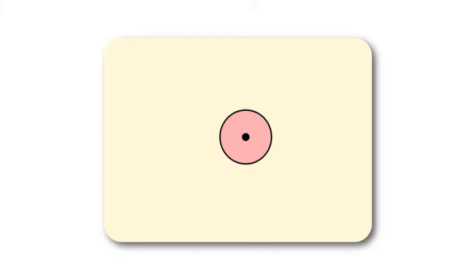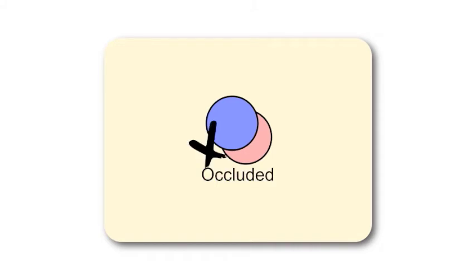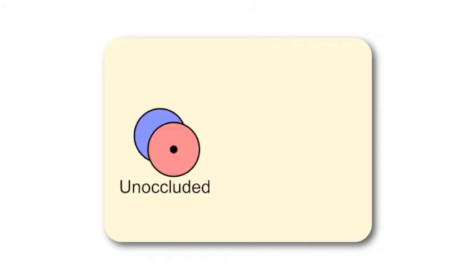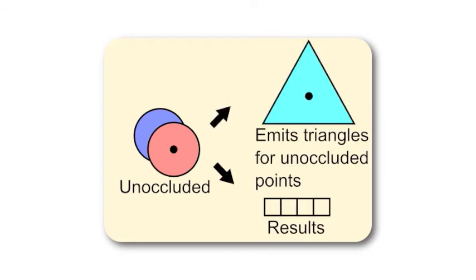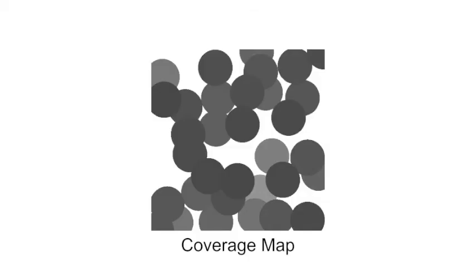The geometry shader reads the depth map to identify dots with occluded centers. These dots violate the minimum distance requirement and are discarded. The geometry shader emits triangles for dots with unoccluded centers and accepts them into the results buffer. The fragment shader renders the disks of the accepted dots onto the coverage map.